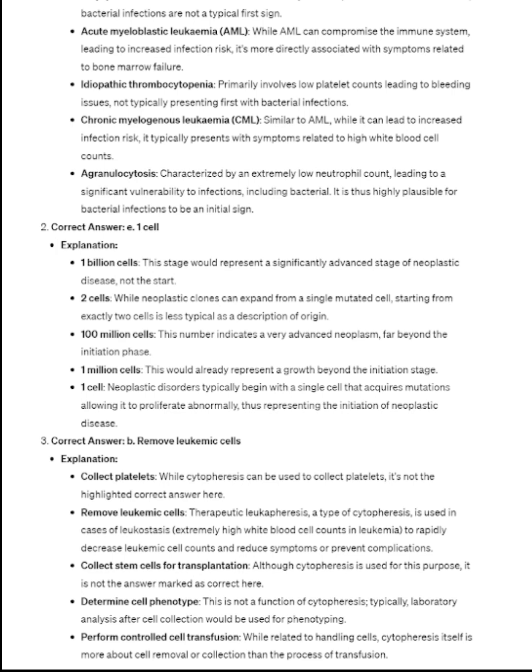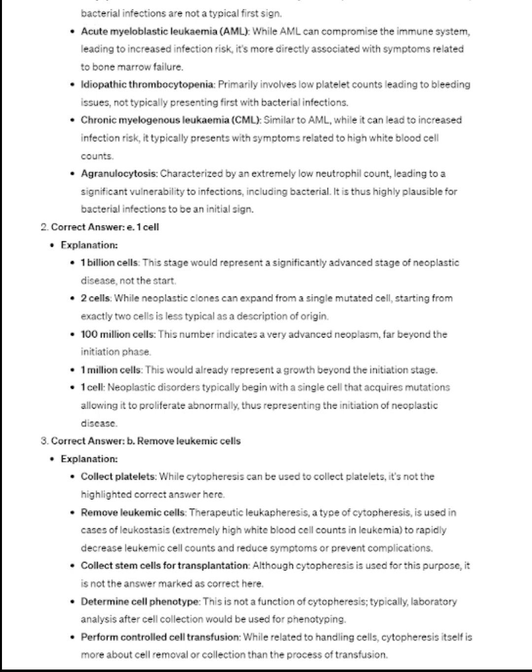Answers and explanations. 1. Correct answer, E. Agranulocytosis. Explanation: polycythemia vera, a condition characterized by the overproduction of red blood cells. Bacterial infections are not a typical first sign. Acute myeloblastic leukemia, AML. While AML can compromise the immune system, leading to increased infection risk, it's more directly associated with symptoms related to bone marrow failure.